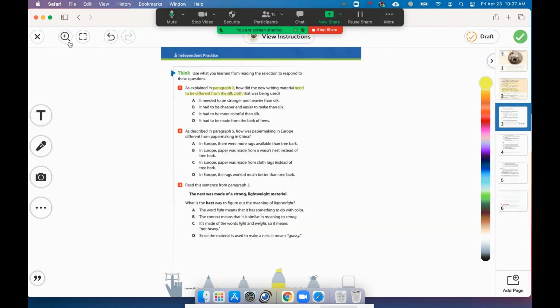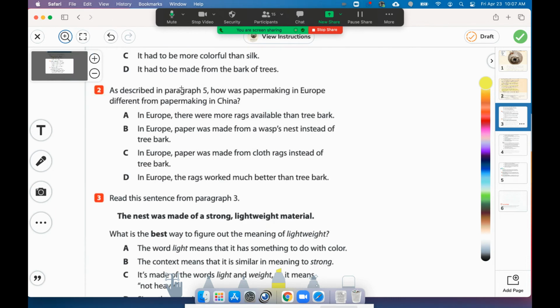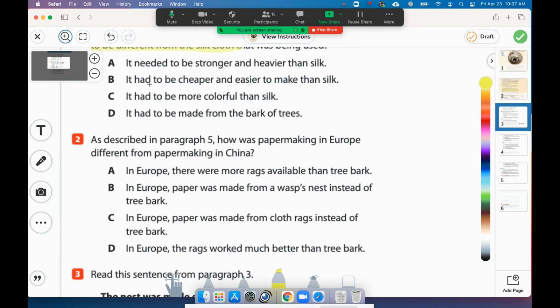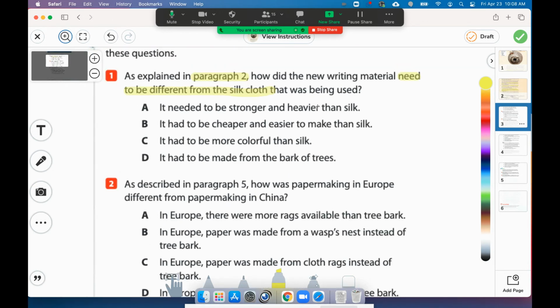So, how did it need to be different from the silk? Did it need to be stronger and heavier than silk? Did it need to be cheaper and easier to make than silk? It had to be more colorful than silk, or it had to be made from the bark of trees. What did she want Ceylon to do? Why didn't she want to use the silk? Go ahead and answer that question on your paper. Remember, this is your reading grade for the week.